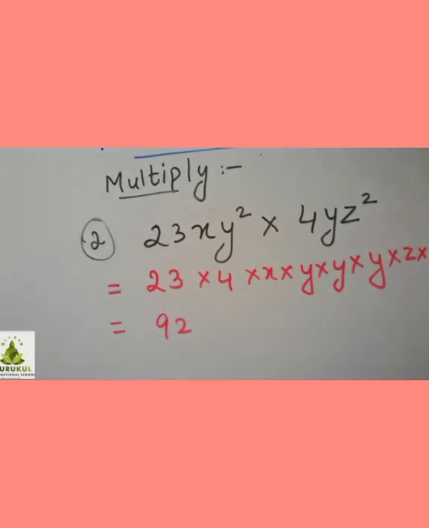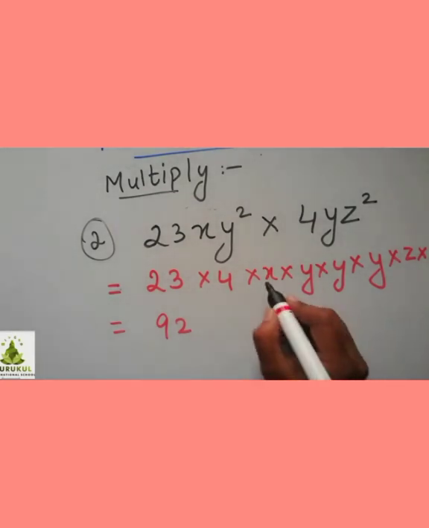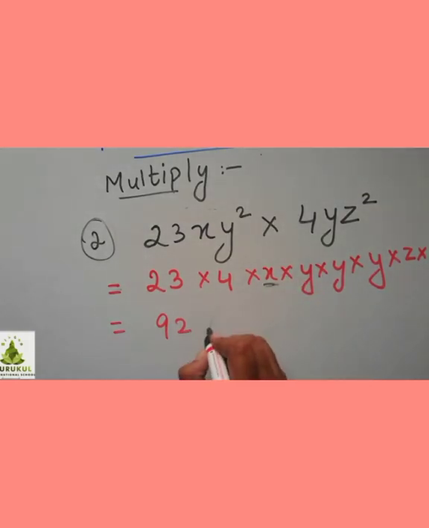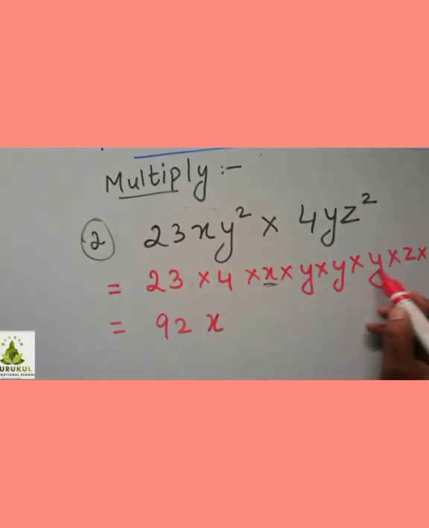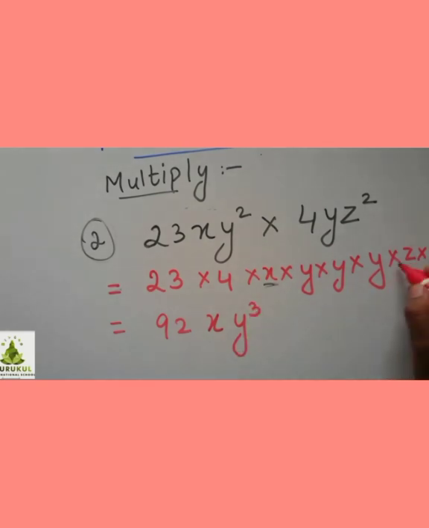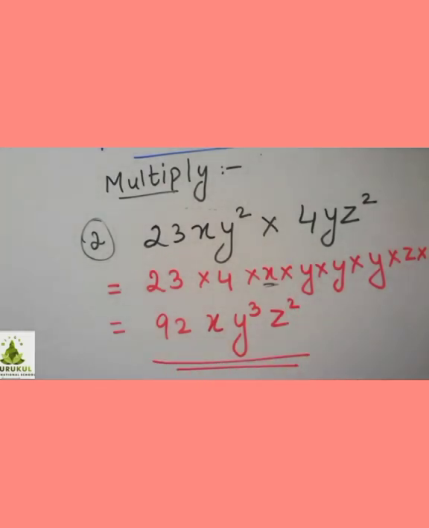Now see here. Here it is the x term. This is the x term here. Now I will write that x term. No other x terms are there. So I will write the x term here. Now y into y is y cube. Now z into z into z means z square. Is it clear? This is the final answer. You can copy down this.